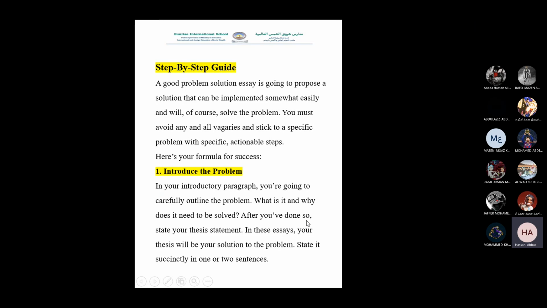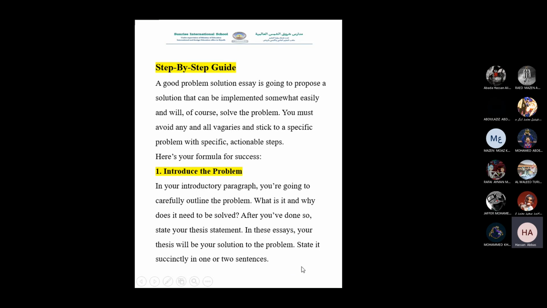After you've done so, set your thesis statement. You start writing your own sentences and statements. In these essays, your thesis will be your solution to the problem. That means you want to solve the problem. You want to apply solutions for the problem. State it succinctly, in one or two sentences. So this is the way of introducing the problem.